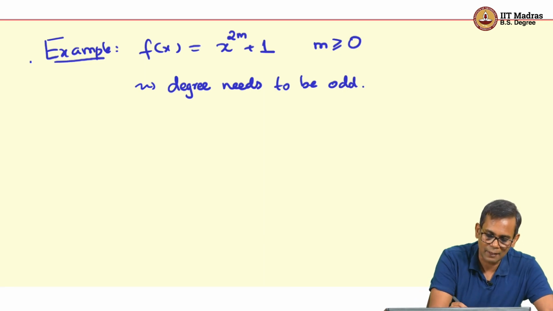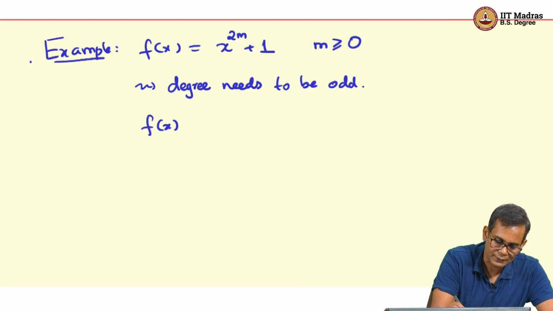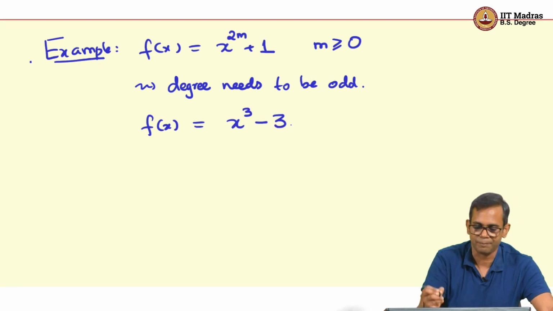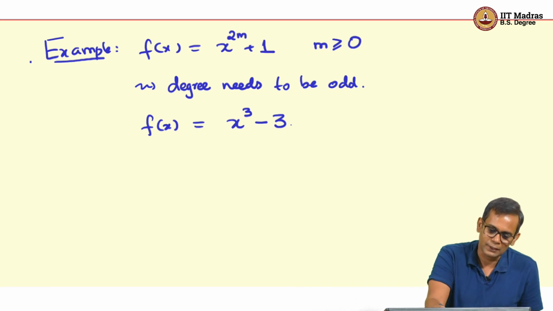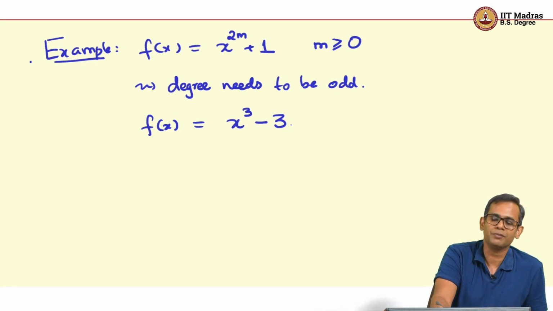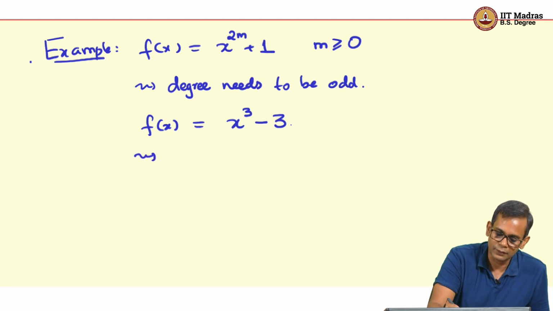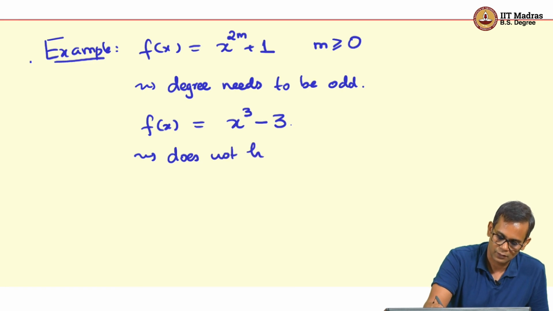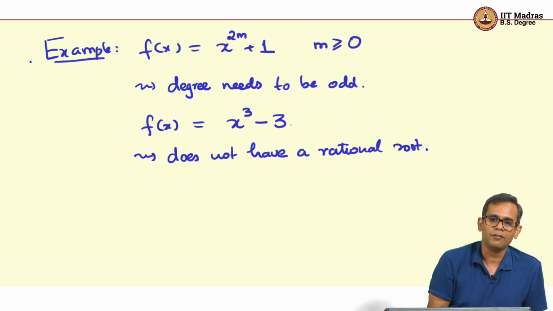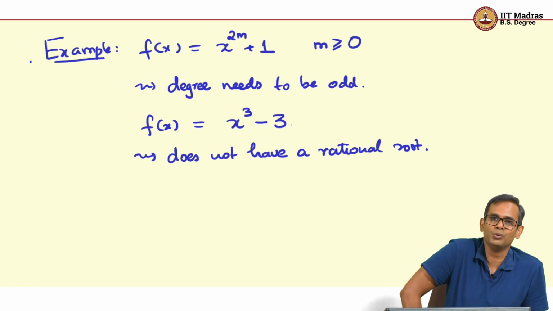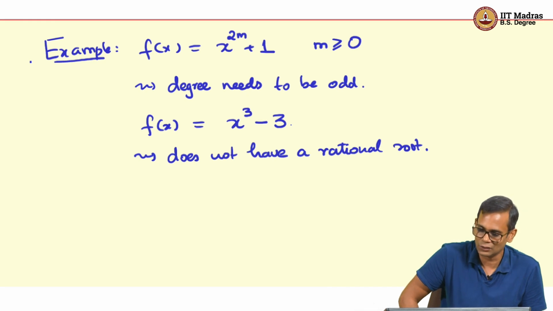And here is another example. Suppose I take f of x equals x cubed minus 3. This polynomial has only one root, which is the cube root of 3. This polynomial does not have a rational root. Fact is, there is no rational number whose cube is equal to 3. You can try to see why that is true. That is an interesting exercise in its own right.